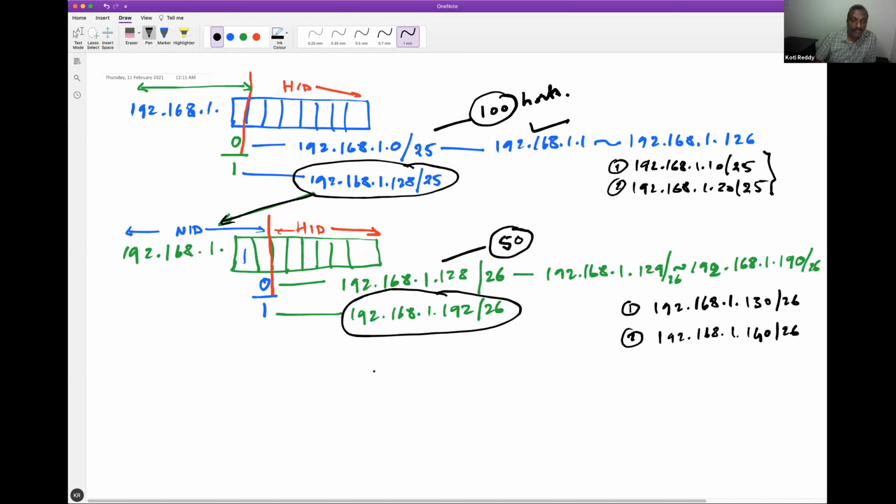You understand now? So I take that here, and I expand this. What do I get? I get 192.168.1.192, right? So this one, under this 192, let's expand it.